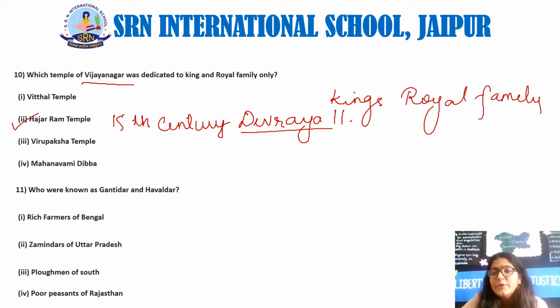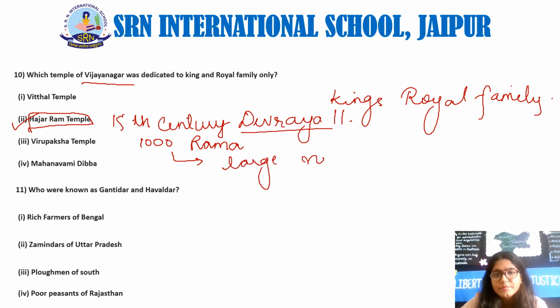I'll tell you a few characteristics of this temple. If we go by the literal meaning of it, it says that in this temple there are 1,000 Ramas, or 1,000 gods, and this also refers to the large number of Ramayana panels.